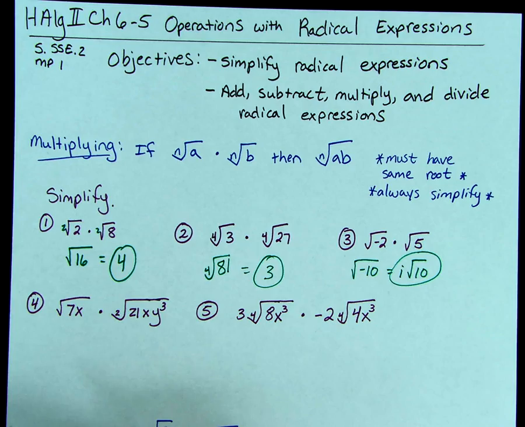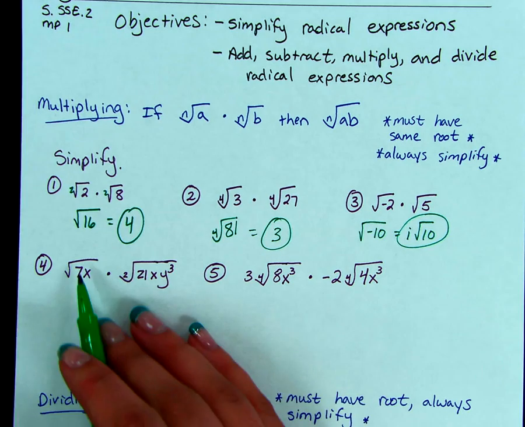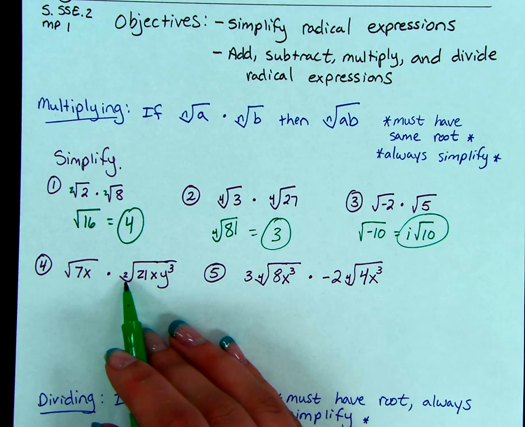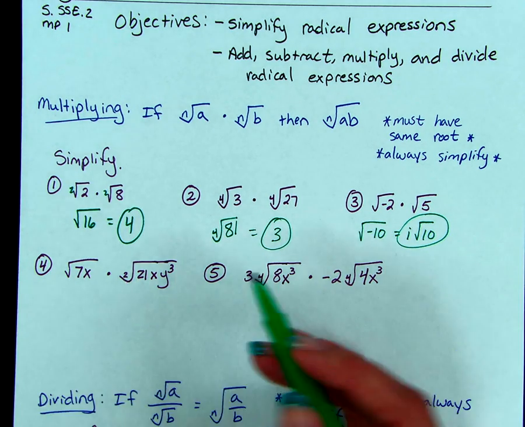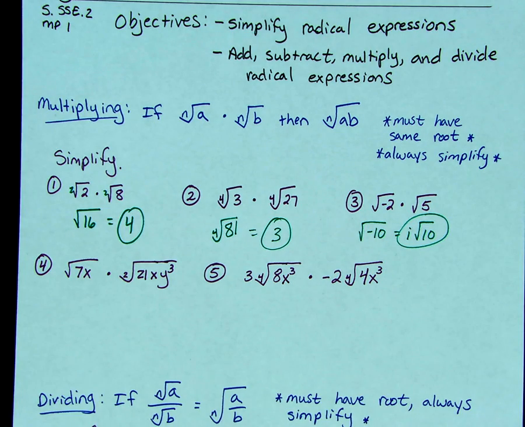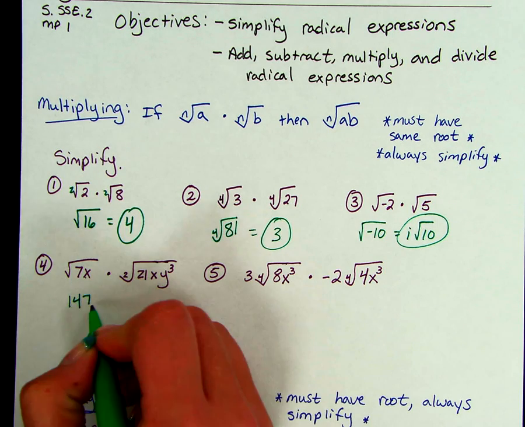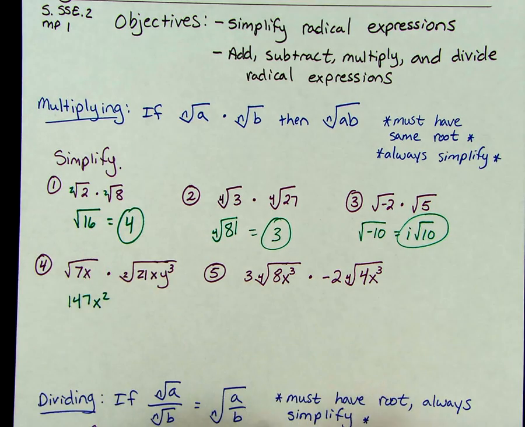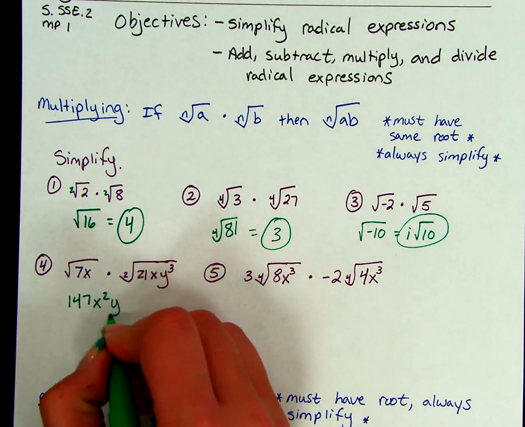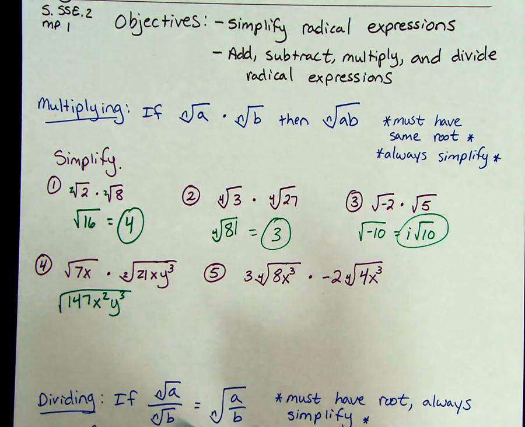All right, looking at the next problem, we have a square root and a square root. Again, we're just multiplying what is underneath. So we're going to take 7 times 21, which will give us 147. And then I'm taking x times x, so that's x squared. And then we would still have a y cubed all underneath the radical.